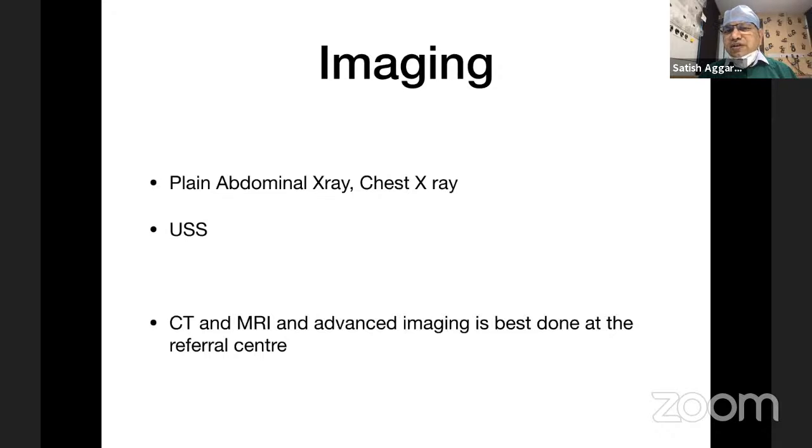without the surgeon being there, without the hemato-oncologist being there, without the team being there, without the tumor board being there. When we do the CT and MRI at our place, we have several other things.